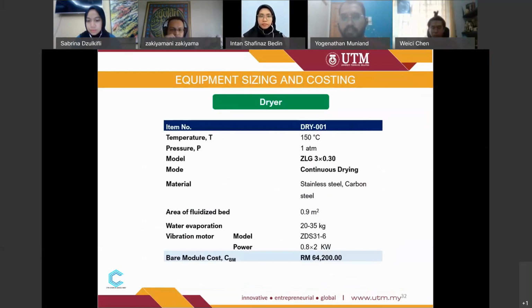Next. For the dryer, we are using ZLG series of vibrating fluidized bed dryer in order to reduce the moisture content of the sodium chlorate product by using air. And this is continuous drying, and the bare module cost for the dryer is around ringgit Malaysia 64,000.